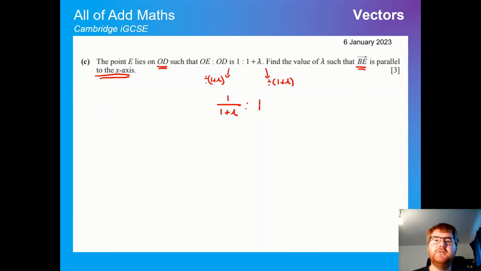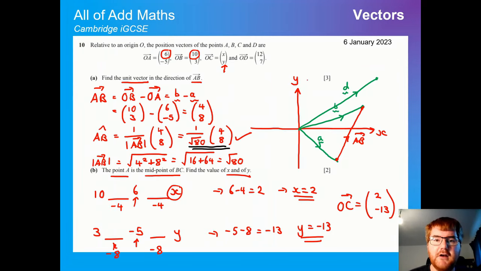So what this shows is that OE is going to be smaller. So for example, when lambda is 3, then it's going to be the ratio 1/4 to 1. So by doing this process, I've just shown very clearly here that this vector OE, which we're considering here, to try and find this point E, is going to be somewhere along this vector here.